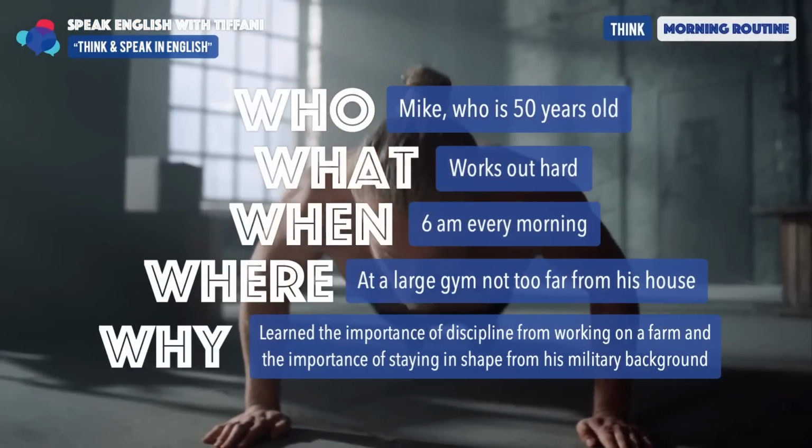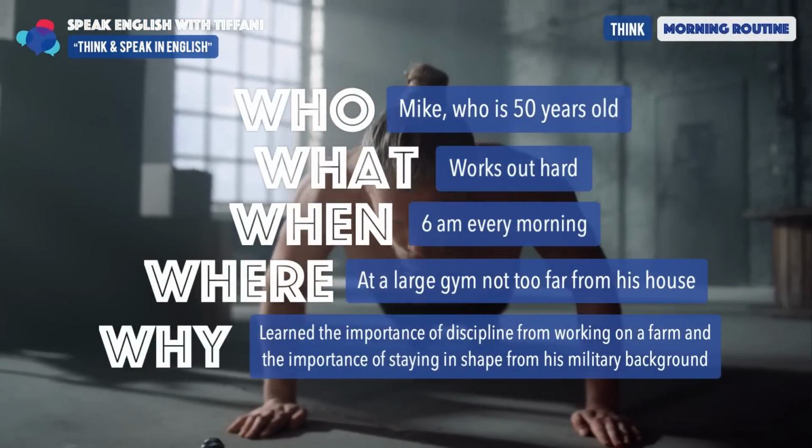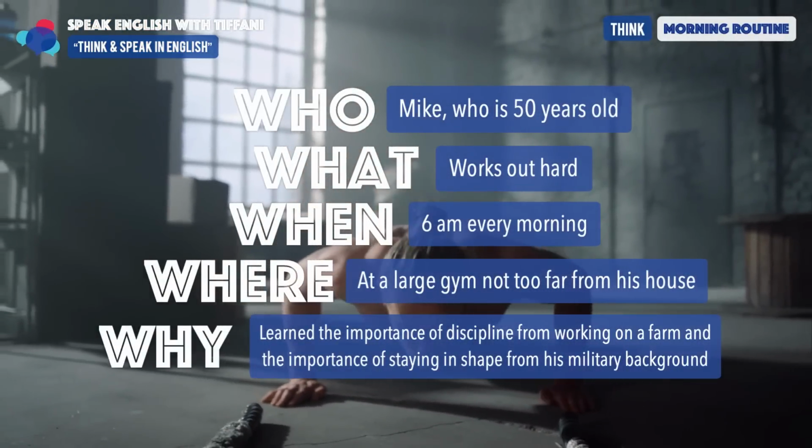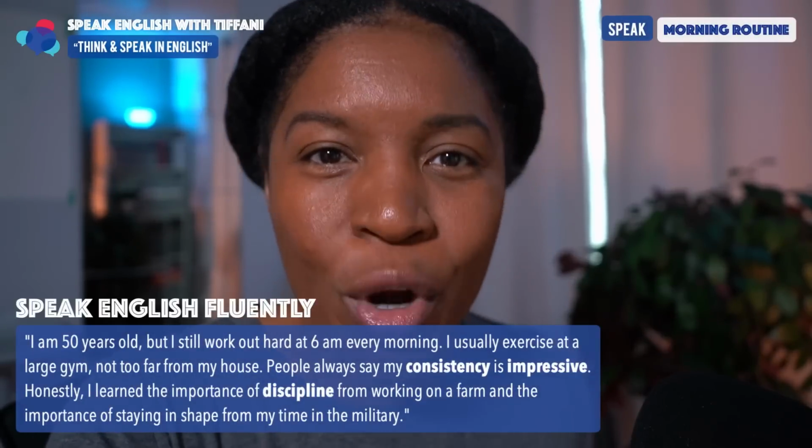So again, what have we done? We have thought in English. We saw what was happening. This man was building muscles, and he does it every morning. This is his morning routine, and we use the 5 W's. So now, how do we speak in English about his morning routine? So once again, we have the 5 W's here, organized: who, what, when, where, and why, which will lead us to speaking about his morning routine.